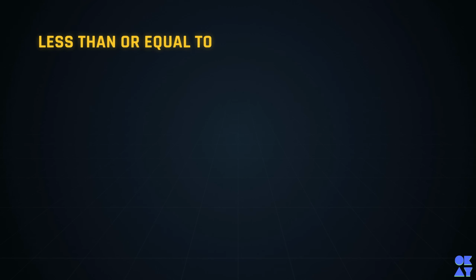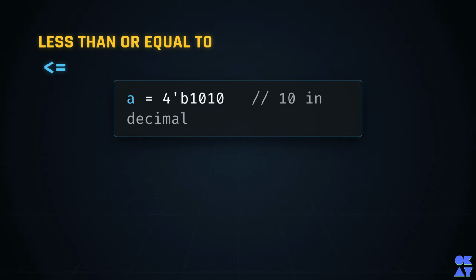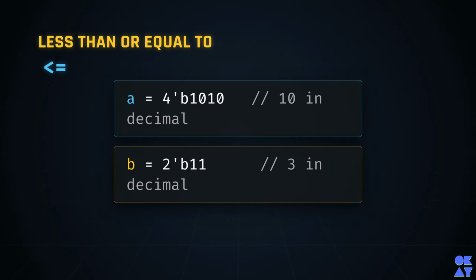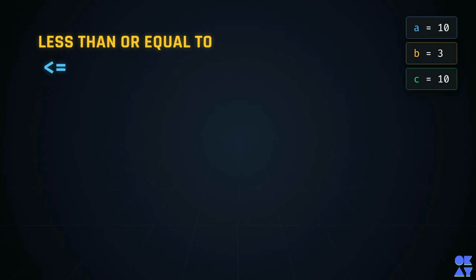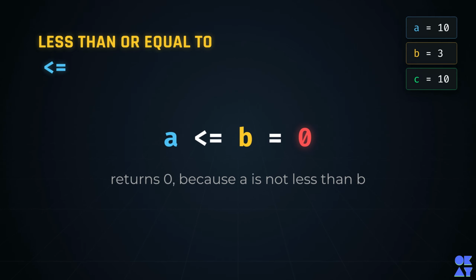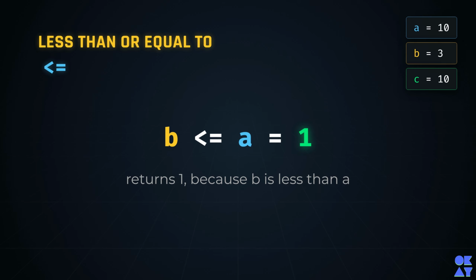Less than or equal to. Symbol is less than or equal to. Let A equals 4'b1010. That's 10 in decimal. B equals 2'b11. That's 3 in decimal. C equals 7'b001010. That's 10 in decimal. Now, A less than or equal to B returns 0 because A is not less than B. B less than or equal to A returns 1 because B is less than A.